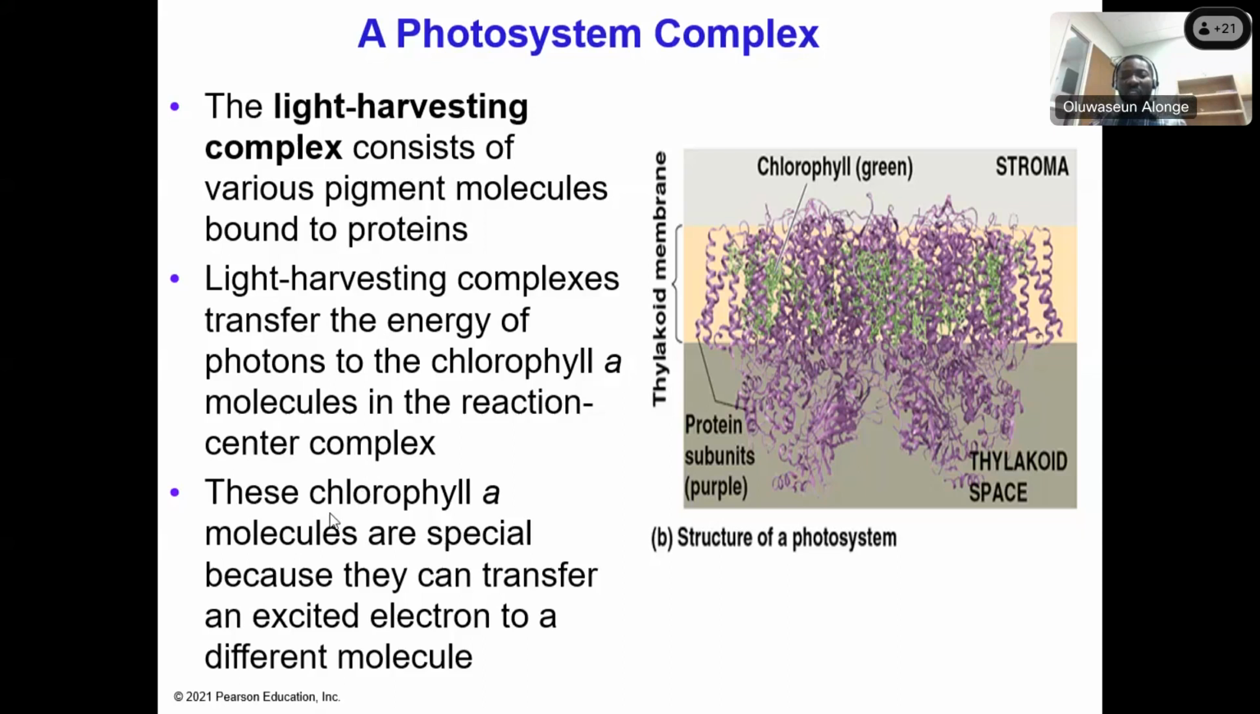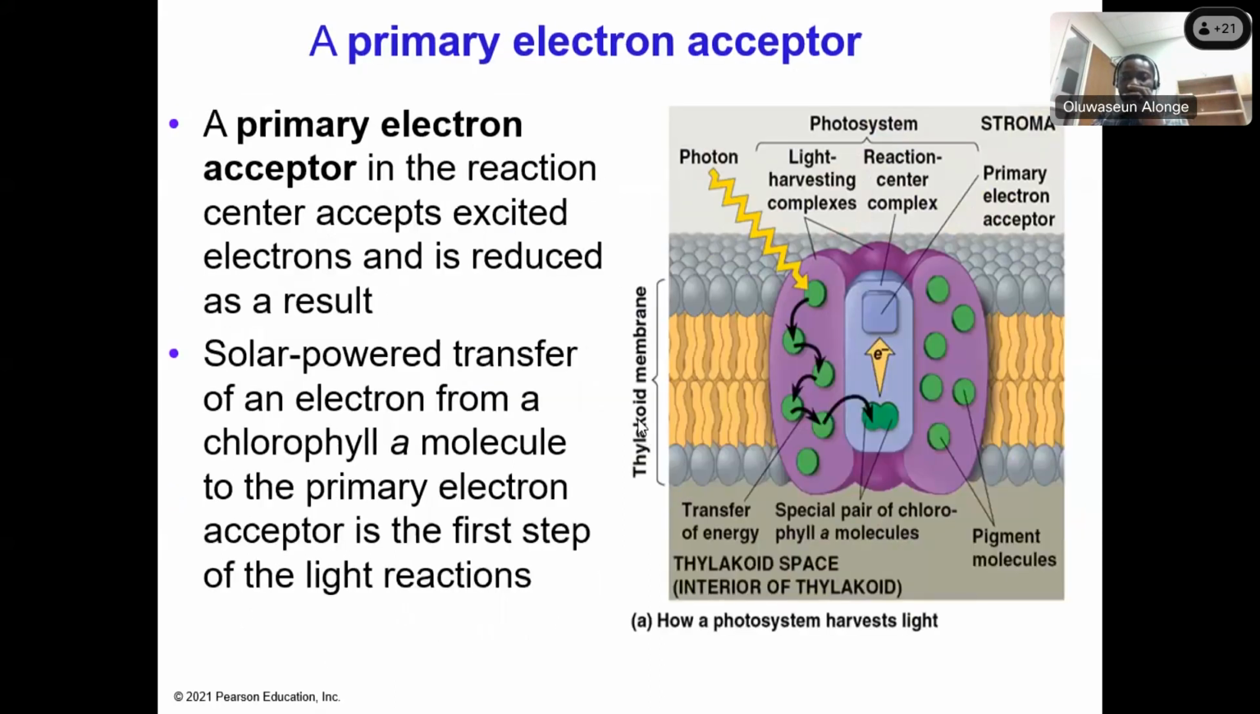So these chlorophyll A molecules are special because they can transfer an excited electron to a different molecule. That's what characterizes chlorophyll A. I'll talk about that together. I know I'm running quite fast, but I believe I'm not too fast for you.